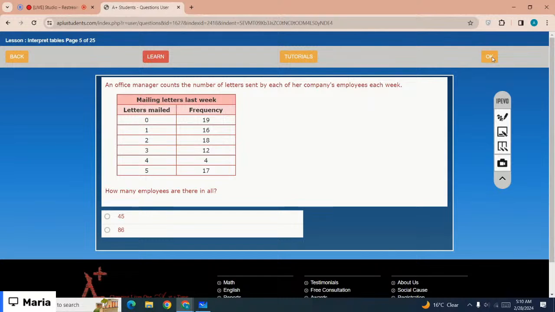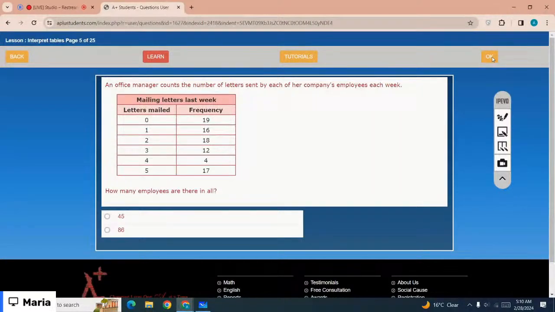The next one is, an office manager counts the number of letters sent by each of her company's employees each week. How many employees are there in all? So, which is the correct option? You need to see how many total employees are there in all.